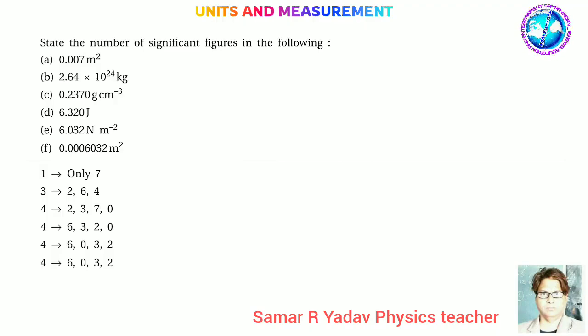The answer is: A, only one significant figure, that is 7. B, 3 significant figures: 2, 6, 4. C, 4 significant figures: 2, 3, 7, 0. D, 4 significant figures: 6, 3, 2, 0. E, 4 significant figures: 6, 0, 3, 2. And F, 3 significant figures: 6, 3, 2.